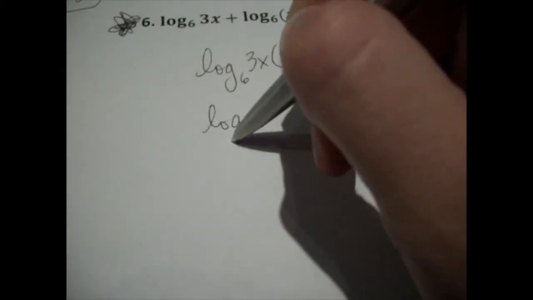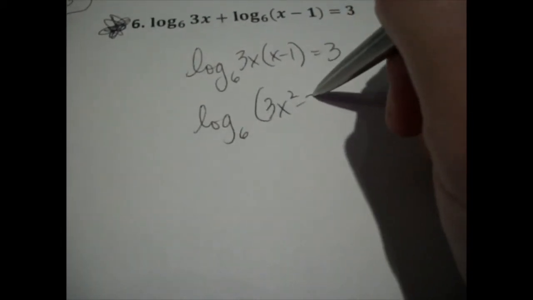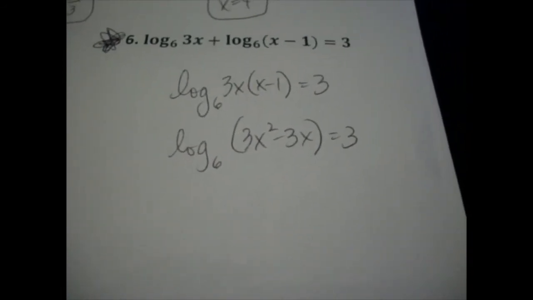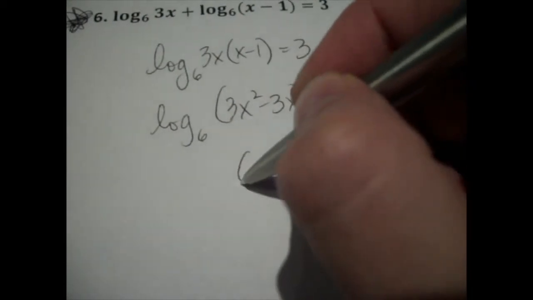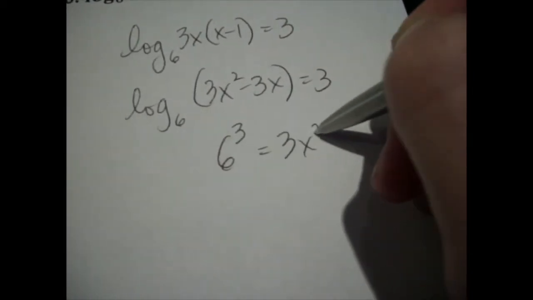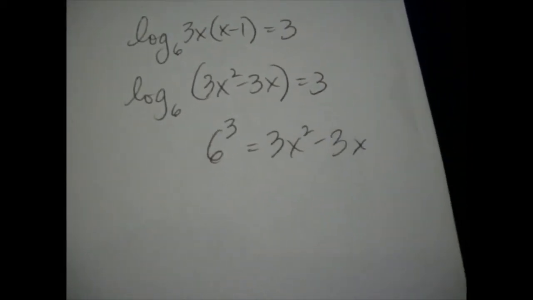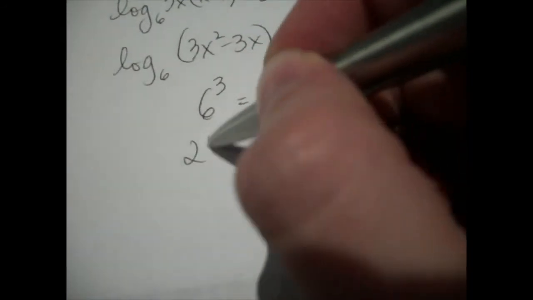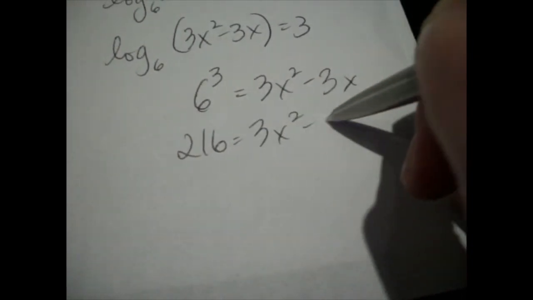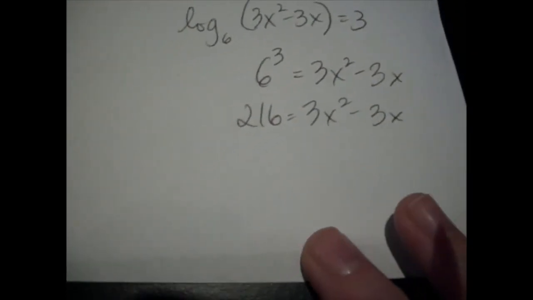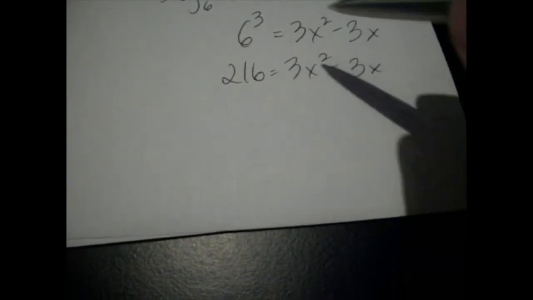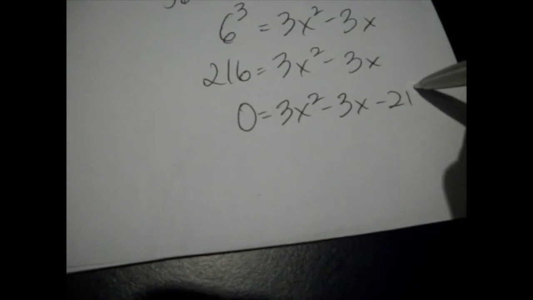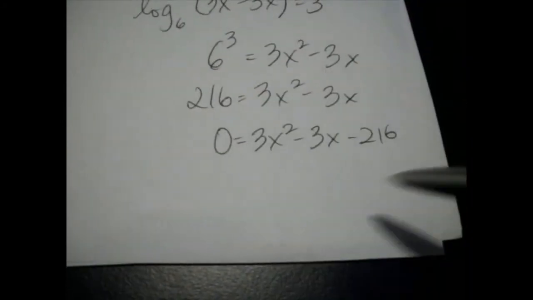So let's just simplify this. That's 3x squared minus 3x equals 3. Rewrite this into exponential form. So I have 6 to the third equals 3x squared minus 3x. 6 to the third is 216. What I'm going to do is bring the 216 to this side. So I just subtracted the 216.